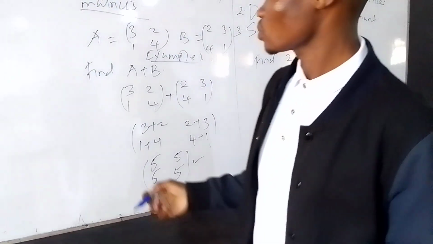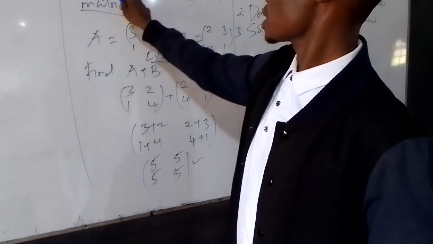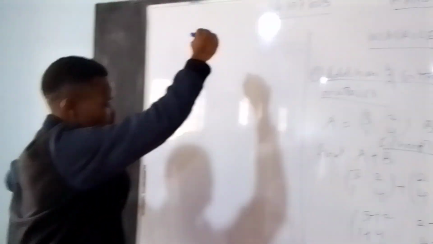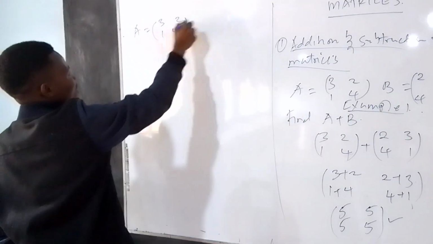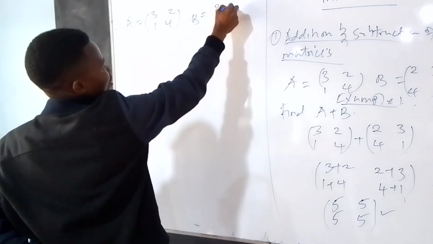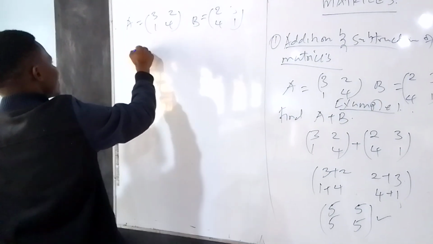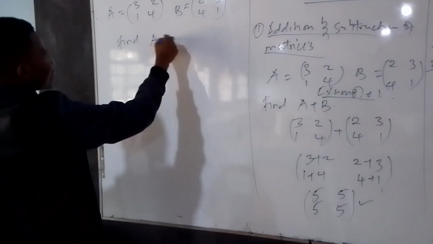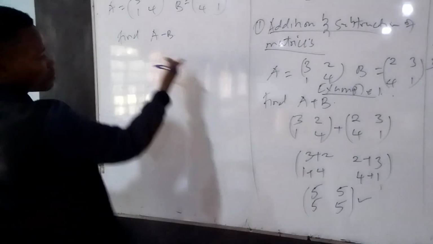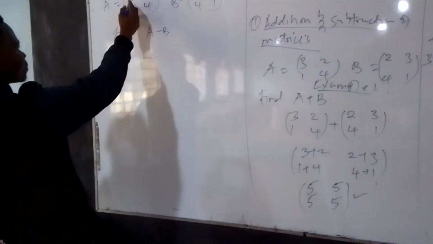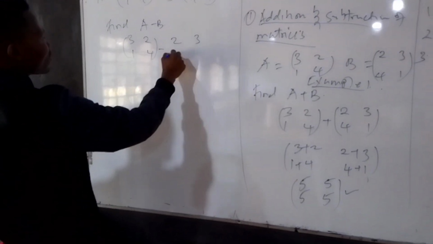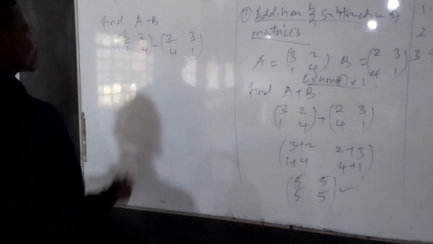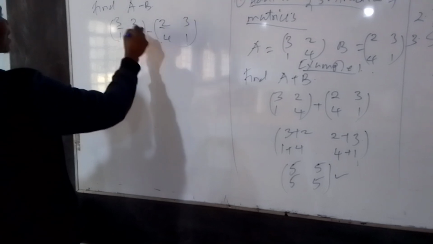Let us look at subtraction of matrices, because our number one objective was addition and subtraction of matrices. Here we are given matrix A is 3, 2, 1, 4 and matrix B is 2, 3, 4, 1. Then we are told find A minus B. This is very simple. Like in the case of addition, we do it similarly. A is 3, 2, 1, 4 minus B, 2, 3, 4, 1. But remember, this and this are corresponding, and so are the others.